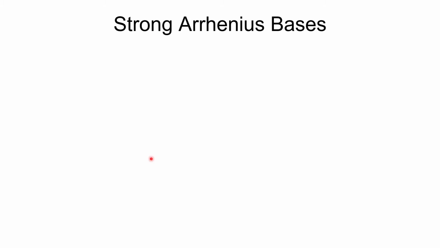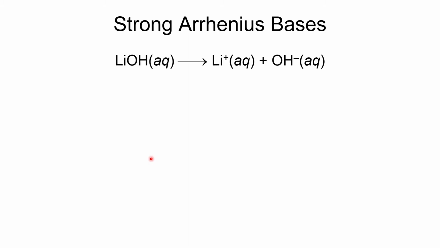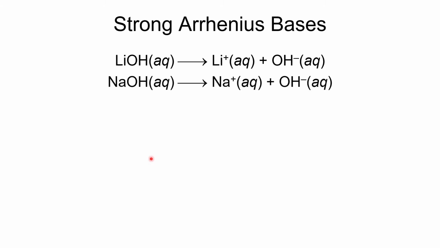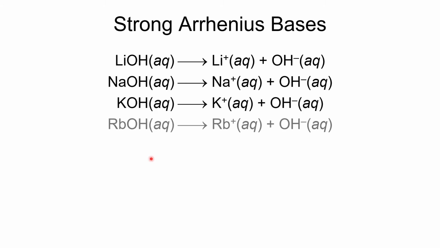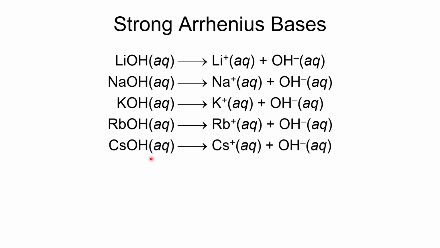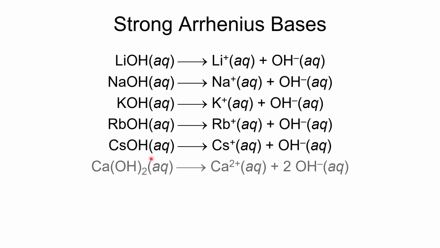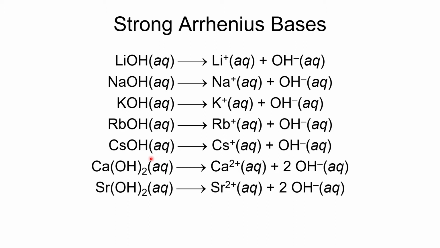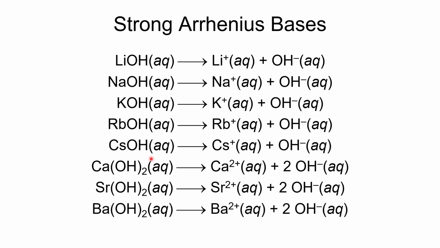So we've got what we refer to as the strong Arrhenius bases. These are all metal hydroxides that when we put them into water, they will dissociate 100%. They include lithium hydroxide, sodium hydroxide, potassium hydroxide, rubidium hydroxide, cesium hydroxide. All right, you'll notice all of those are in group 1. And then the bottom 3 that are in group 2, calcium hydroxide, strontium hydroxide, and barium hydroxide. Just like with your strong acids, I want you to memorize these.